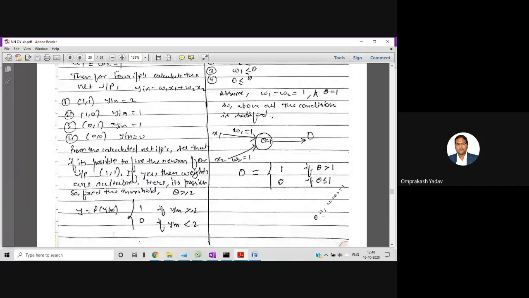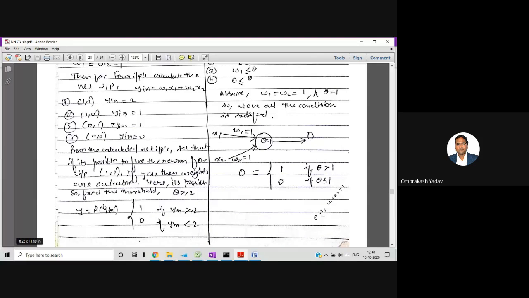We can write this in the following format: from the calculated net inputs, see if it is possible to fire the neuron for the input 1 1. If yes, then the weights are suitable. Here it's possible, so we fix the threshold. We fix the threshold theta greater than or equal to 2. If we decide like this, then y is equal to, that means the output will be what?